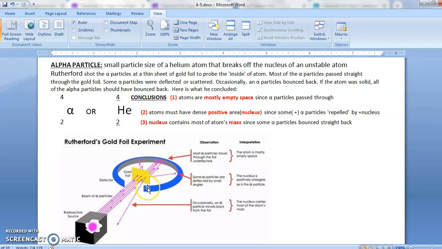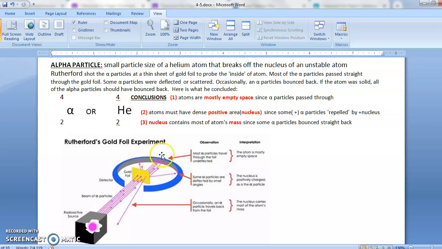How did he know most of them went right through? Because he surrounded the gold foil with fluorescent paper. And when those alpha particles were traveling, they had a lot of energy, and the fluorescent paper would light up right on the other side of the gold foil. Occasionally, the paper would light up on the sides, though. In other words, the alpha particles weren't able to go straight through the gold foil; they got through, but they were deflected.